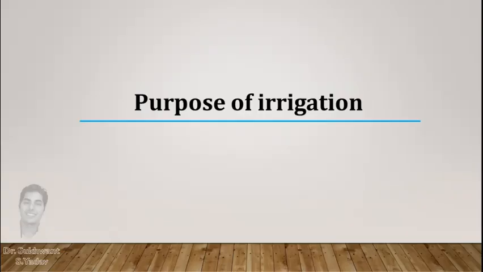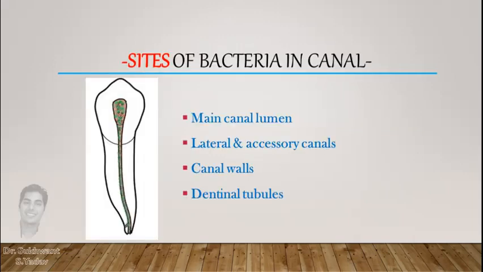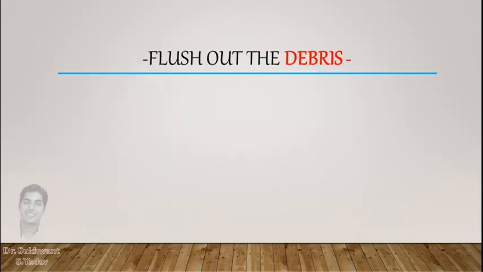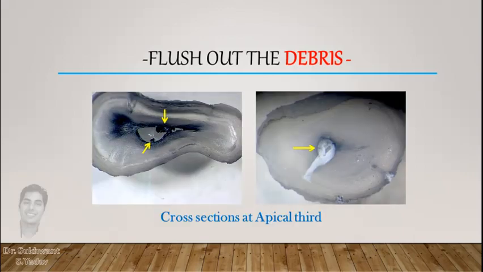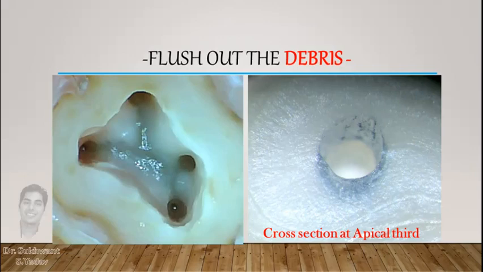In the last video, I explained the purpose of irrigation, different sites of bacteria in the root canal, and effective ways to debride these sites. Apart from removing pulp tissue and microorganisms, flushing out debris generated during preparation is another purpose of irrigation. These yellow arrows show residual debris in the root canal. This is how a root canal looks in cross section after proper debridement.